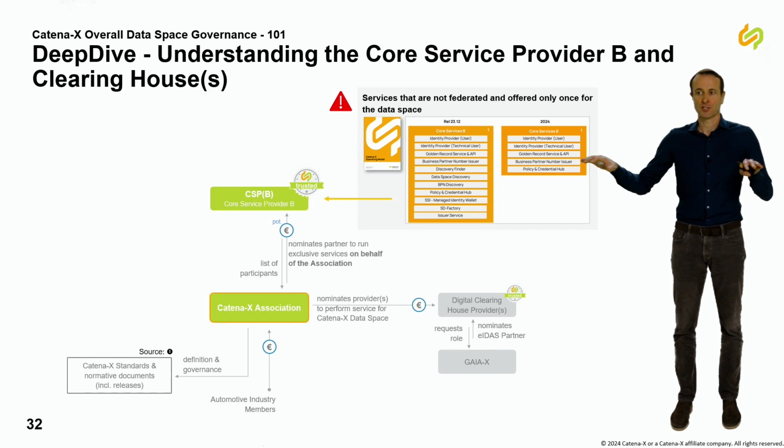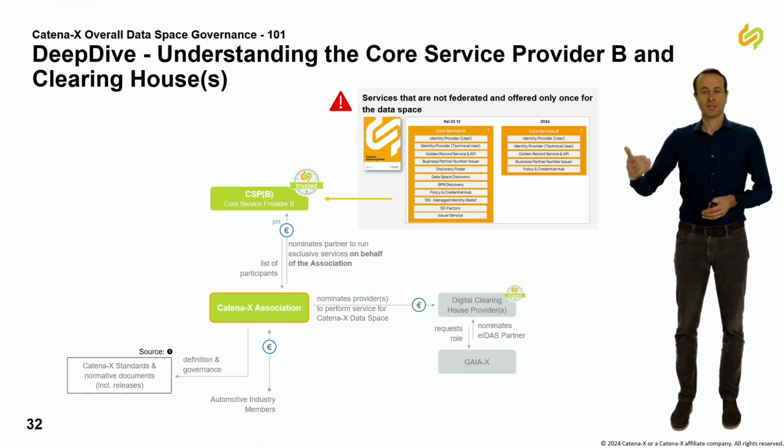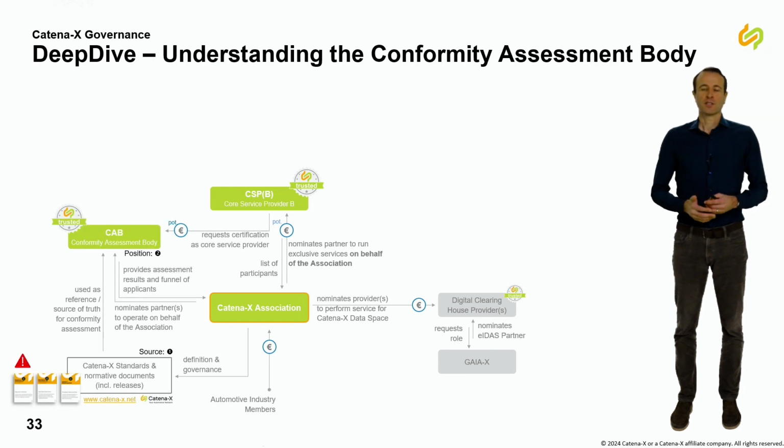Also, there is a financial flow. We pay this clearinghouse to work on behalf of the association. Not for their sake, but for our sake, for all the same. Because the association nominates those 2 partners to work on behalf of them, they are trusted from the beginning, right? Somewhere it has to start. That's the first step. Let's go to the next role, the CAB, the Conformity Assessment Body.